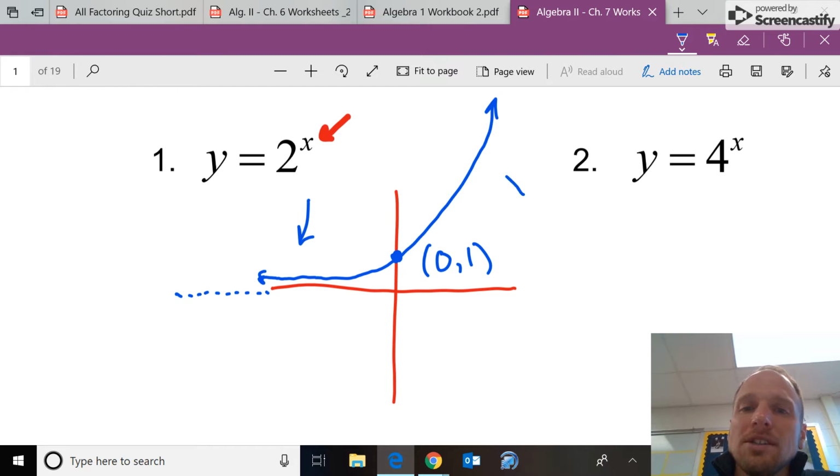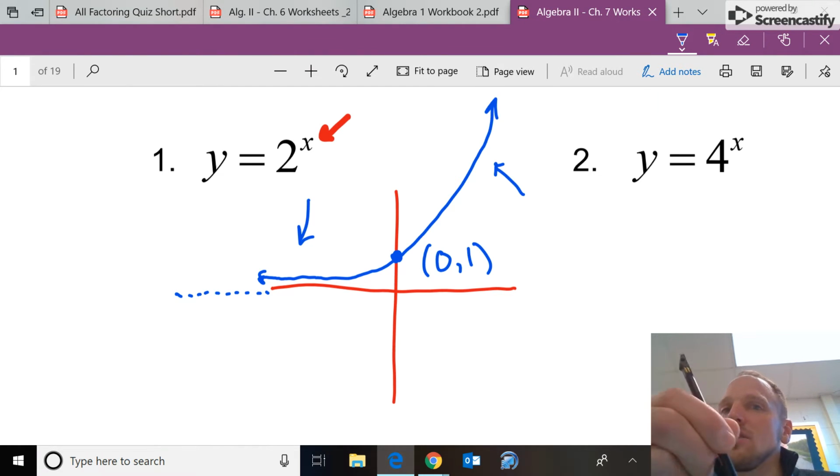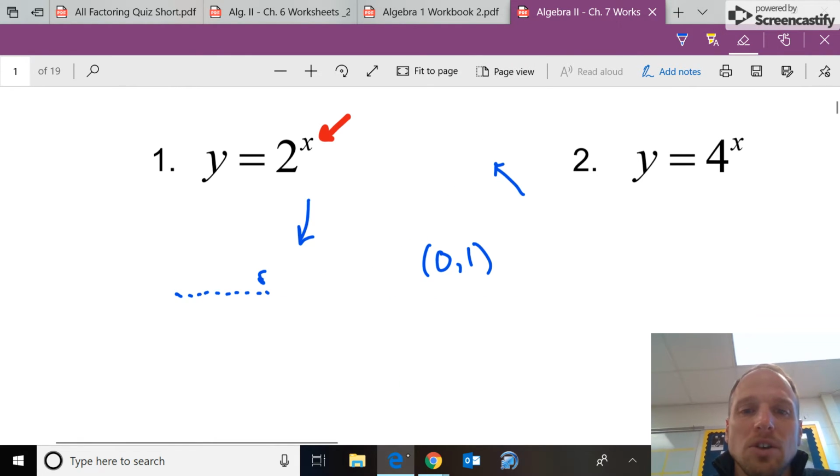Now, on the right side over here, that is going to get almost vertical. It's going to go up, and it's going to keep getting straighter and straighter, almost straight up and down, but it's never going to get there. It's always going to continue to get bigger. So going through the point 0, 1, never touching the asymptote over here, and it gets bigger and bigger, but it will never go vertical.